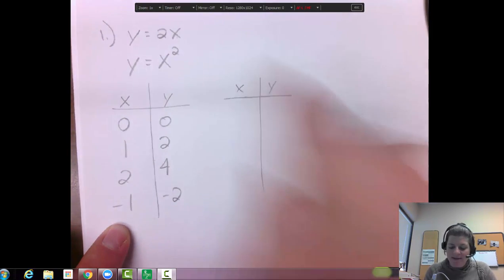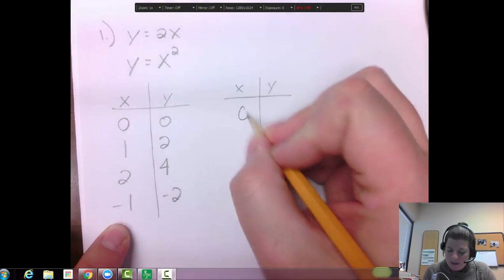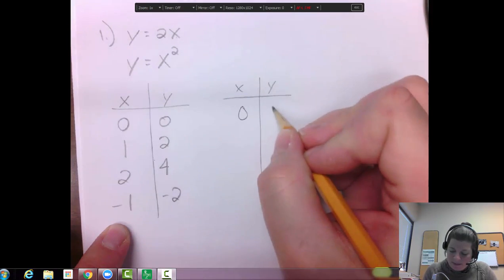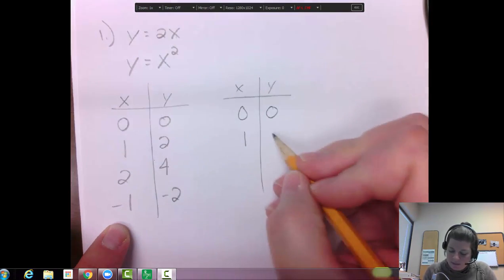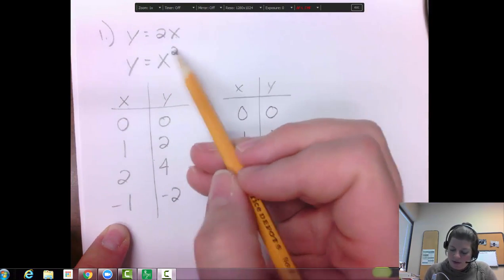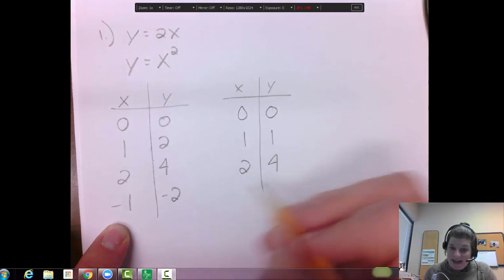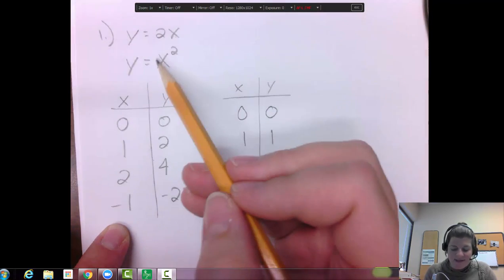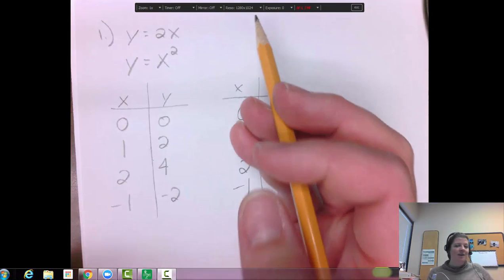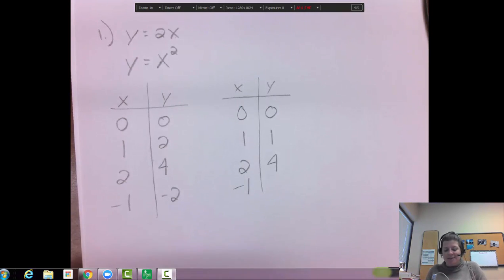Now for the other one, same kind of idea, let's put in 0. Well, 0 squared is 0. Let's put in 1. 1 squared is 1. Let's put in 2. 2 squared is 4. Let's put in a negative here too. -1. What is -1 squared? Well, be careful how you enter that in your calculator. Let's think about that. You are squaring that -1.